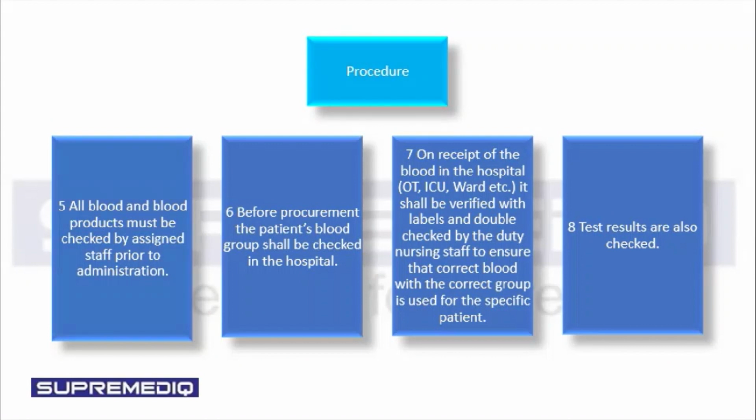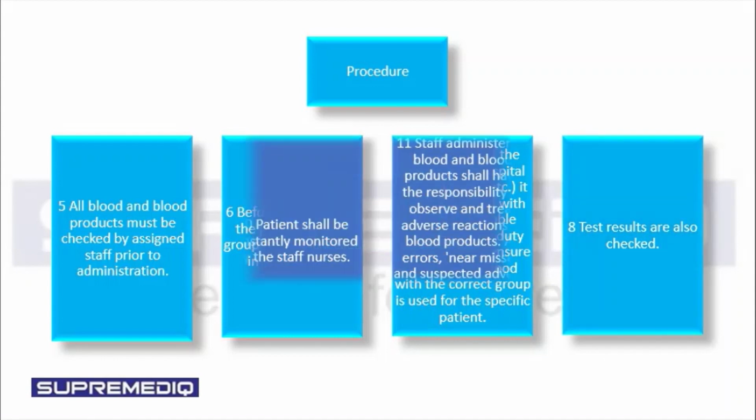6. Before procurement the patient's blood group shall be checked in the hospital. 7. On receipt of the blood in the hospital, OT, ICU, ward etc., it shall be verified with labels and double-checked by the duty nursing staff to ensure that correct blood with the correct group is used for the specific patient. 8. Test results are also checked.